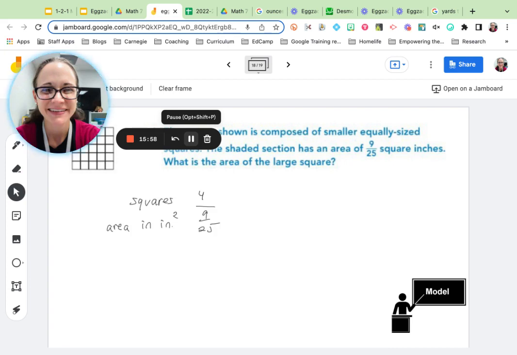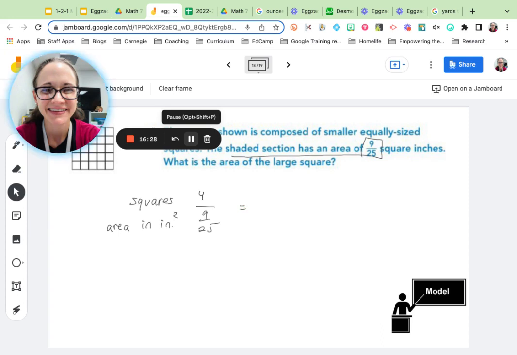In this problem, we'll want to use complex ratios to figure out the answer. The square shown is composed of smaller equally sized squares, and we see that 4 of them are shaded. We're told that the shaded section has an area of 9/25 square inches. So 4 squares has an area of 9/25 square inches. Well, what's the area of the large square?